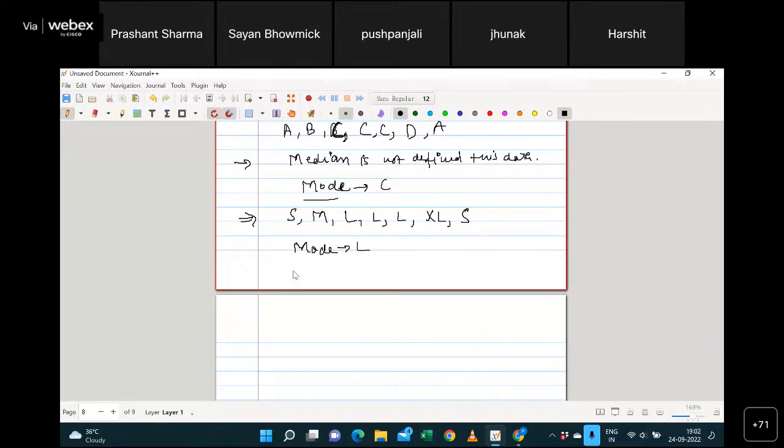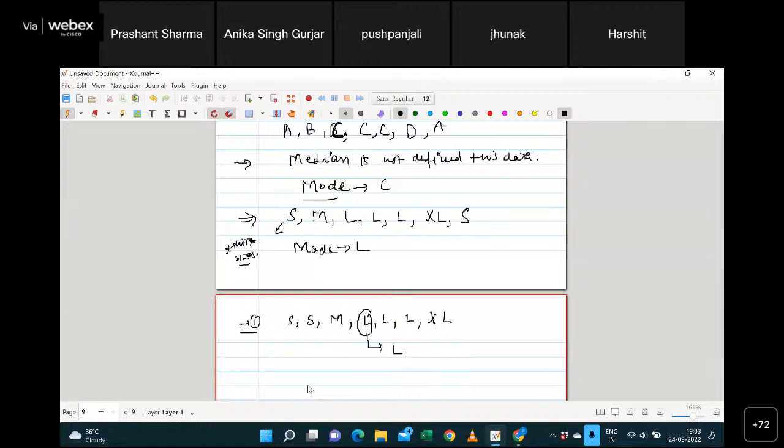Why? We can define it because these are t-shirt sizes, not nominal. First step, I have to sort it either in ascending or descending order. Let's sort it in ascending order. Then it will be small, medium, large three times, and then XL. What is the median? It gives you the middle observation, so the median is large.